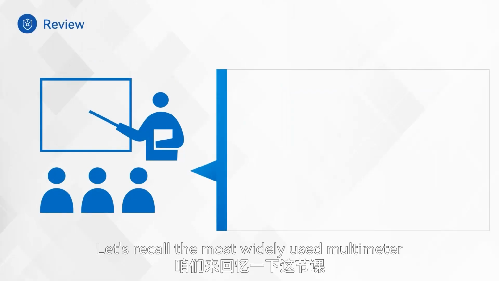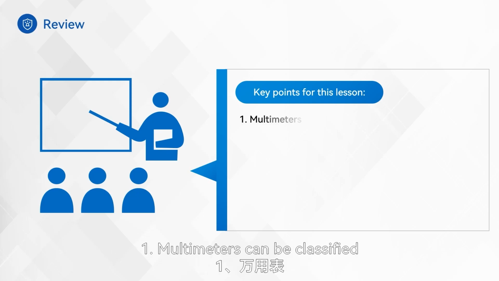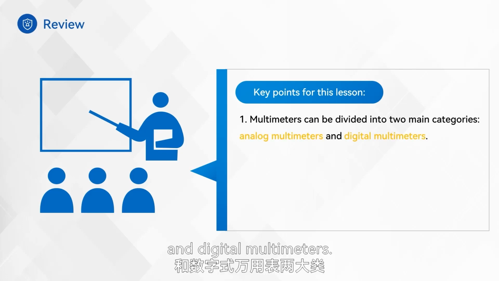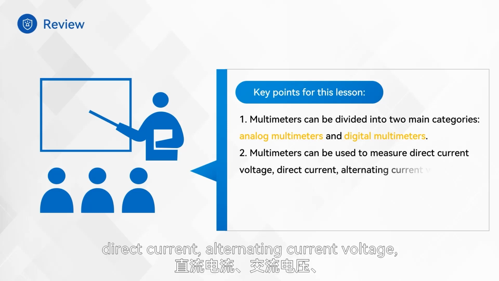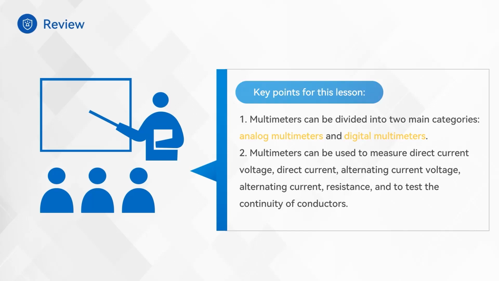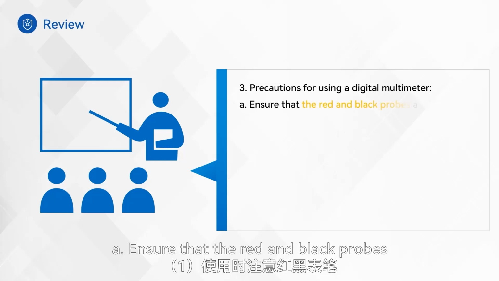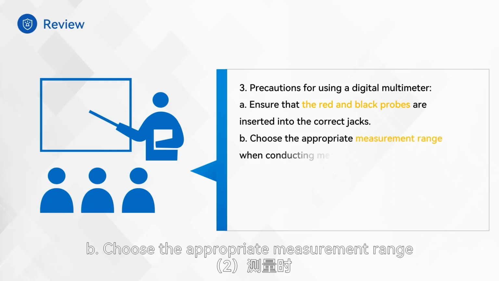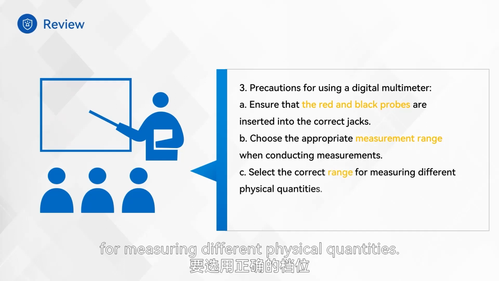Okay. Let's recall the most widely used multimeter in electrical instruments learned in this lesson. 1. Multimeters can be classified into two main categories: analog multimeters and digital multimeters. 2. Multimeters can be used to measure direct current voltage, direct current, alternating current voltage, alternating current, resistance, and to test the continuity of conductors. 3. Precautions for using a digital multimeter. A. Ensure that the red and black probes are inserted into the correct jacks. B. Choose the appropriate measurement range when conducting measurements. C. Select the correct range for measuring different physical quantities.